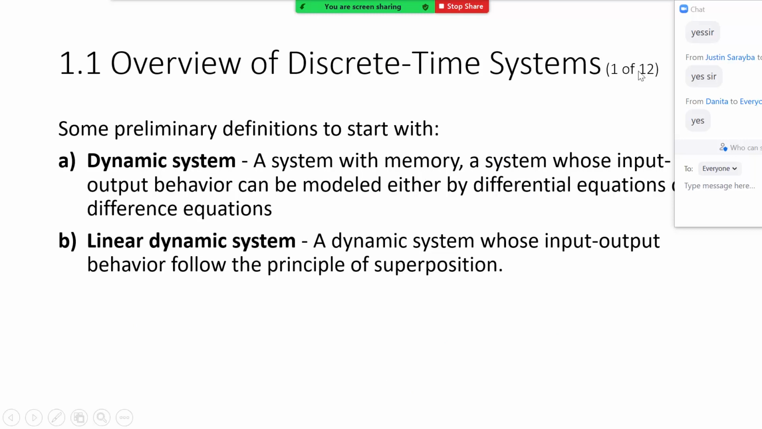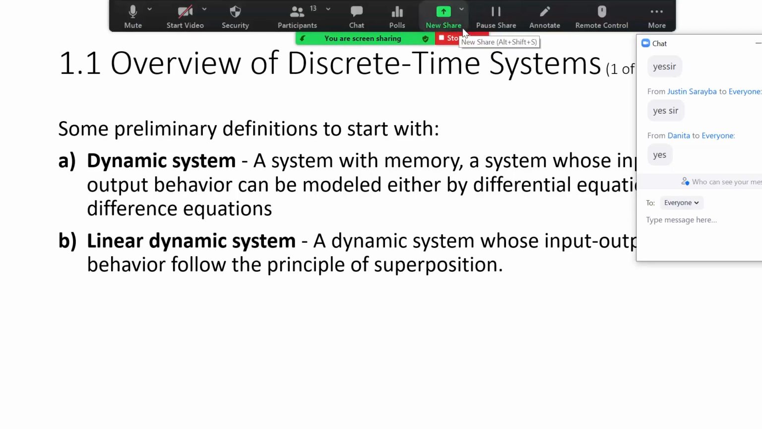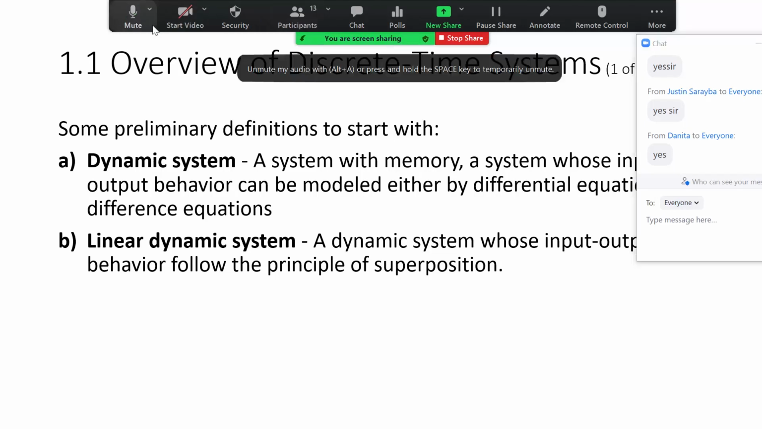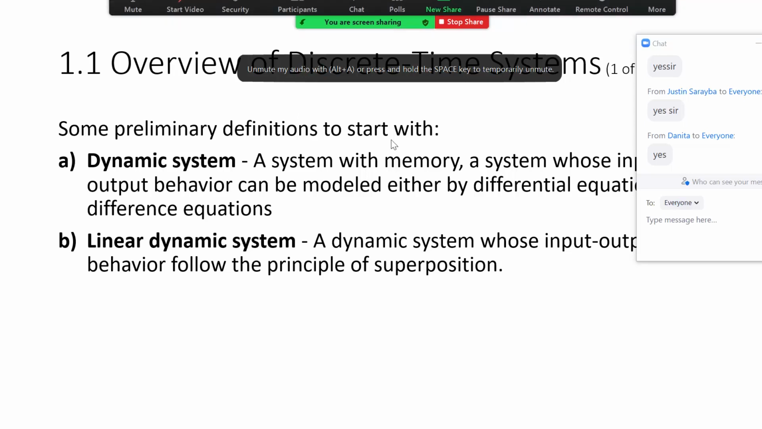Okay, I hear something. I'm going to mute everybody. Can I? Or can you mute yourself if you have some noise coming?